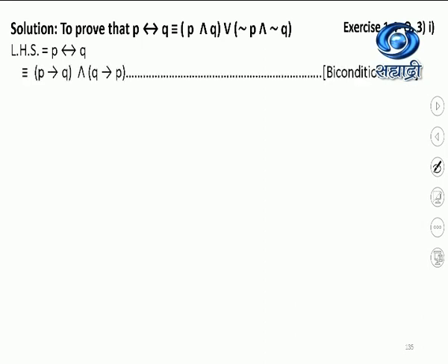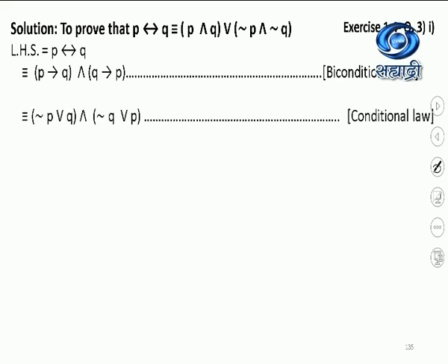Student, after explaining the algebra of statements once again, let's take one more example. Prove that P if and only if Q is P and Q or negation P and negation Q. This is question 3, first sub question from exercise 1.4. I take the LHS, P if and only if Q. I can use the biconditional law as P implies Q and Q implies P. Again, using the implication law, the first bracket P implies Q will become negation P or Q, and second bracket Q implies P will become negation Q or P.